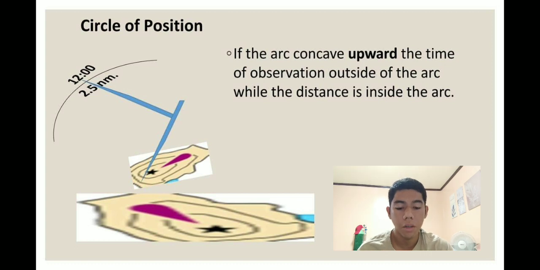Circle of position. If the arc is concave upward, the time of observation is outside of the arc, while the distance is inside the arc. So if concave upward, your time will be outside of the arc, then your distance will be inside. So just make sure that the time is the one outside.